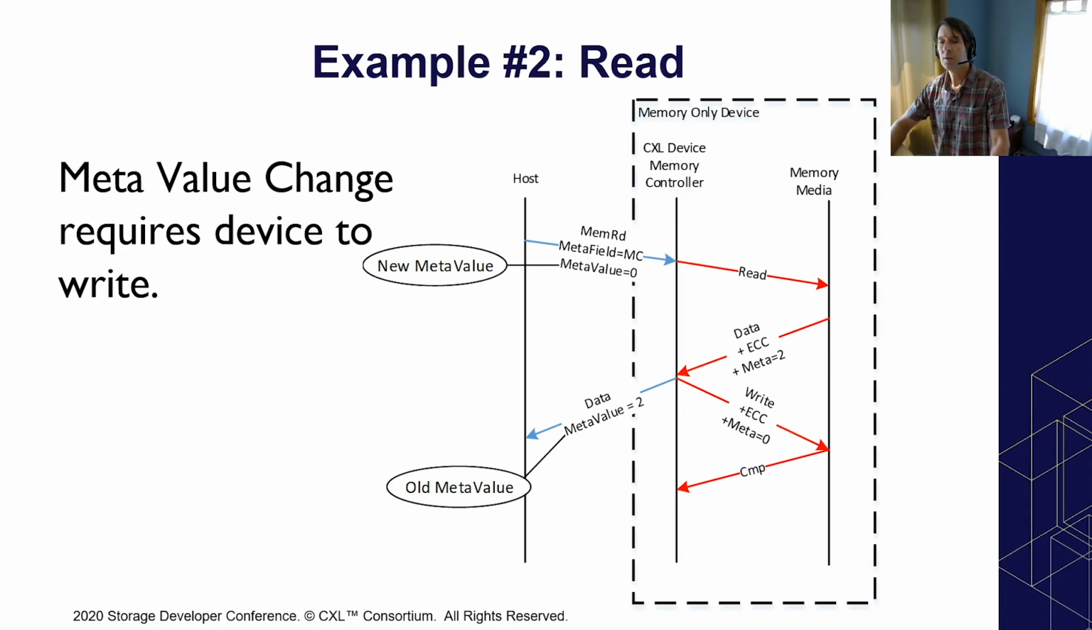And because we included a new meta value, the memory device in this case will have to do a write, and I'm showing an example case here where the meta value is stored with the data. So it read the data and it's now going to write it back with new metastate to the media and complete that write.